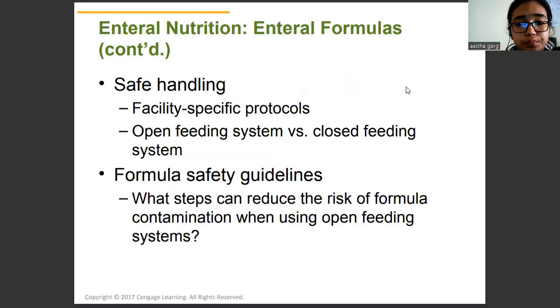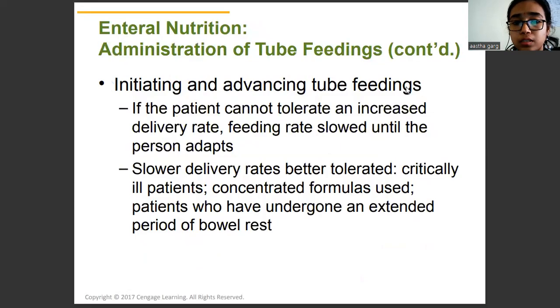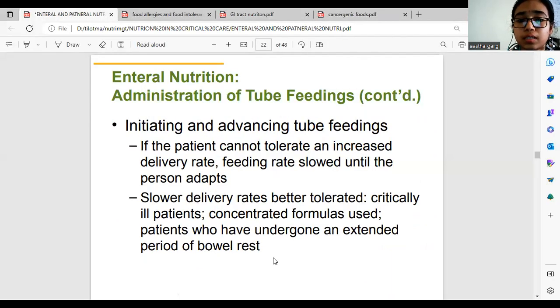So this is all for the enteral nutrition. Next, in the next lecture, we would be discussing the parenteral nutrition in detail.